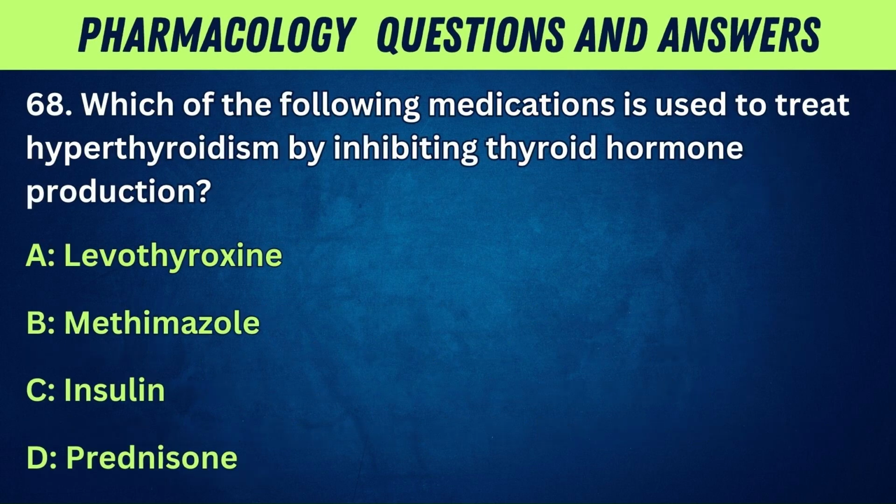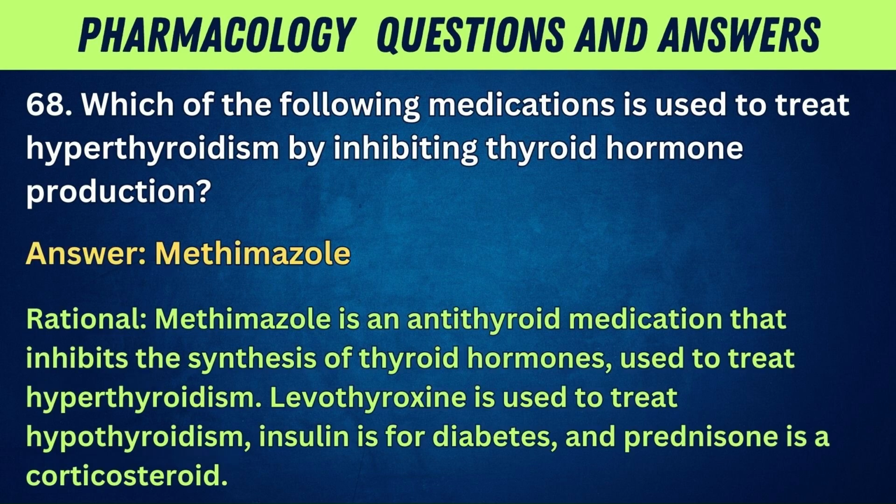68. Which of the following medications is used to treat hyperthyroidism by inhibiting thyroid hormone production? A. Levothyroxine. B. Methimazole. C. Insulin. D. Prednisone. Answer: Methimazole. Rationale: Methimazole is an antithyroid medication that inhibits the synthesis of thyroid hormones, used to treat hyperthyroidism. Levothyroxine is used to treat hypothyroidism, insulin is for diabetes, and prednisone is a corticosteroid.